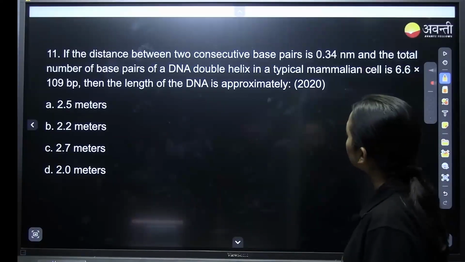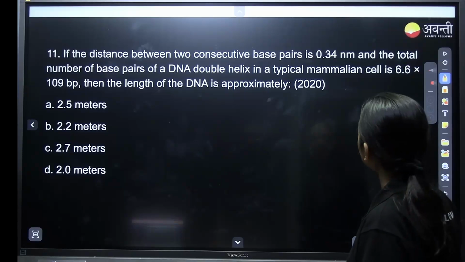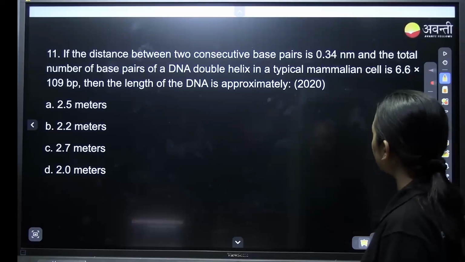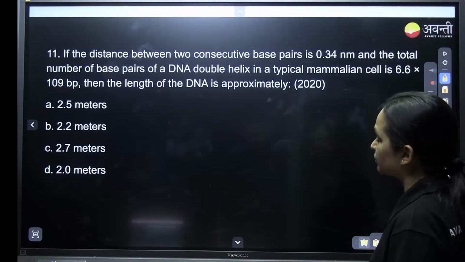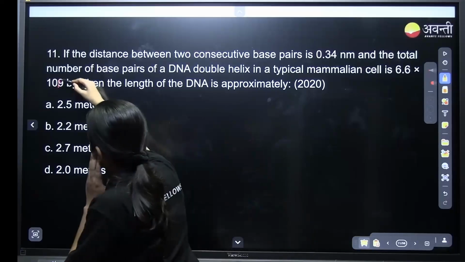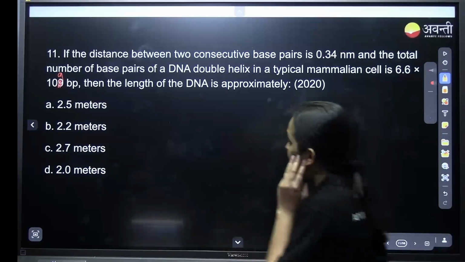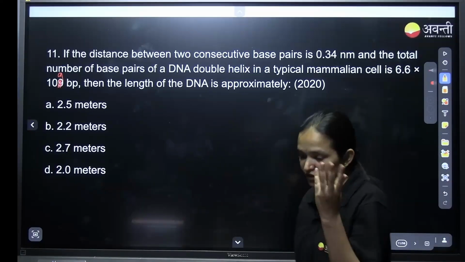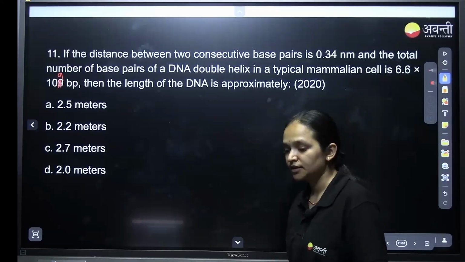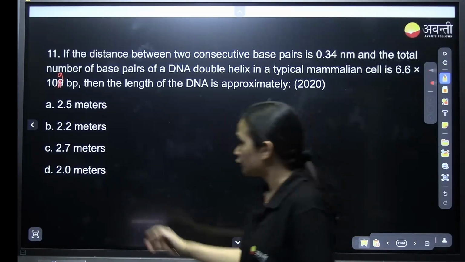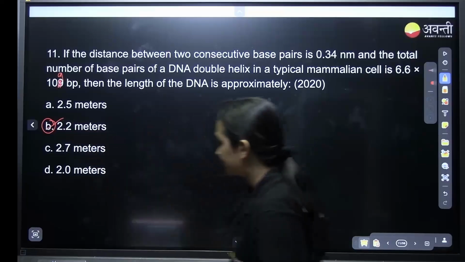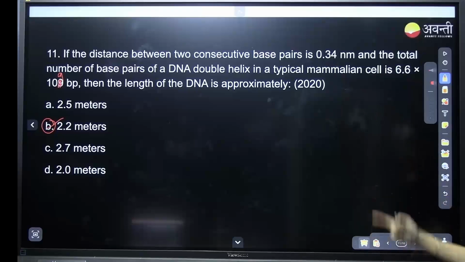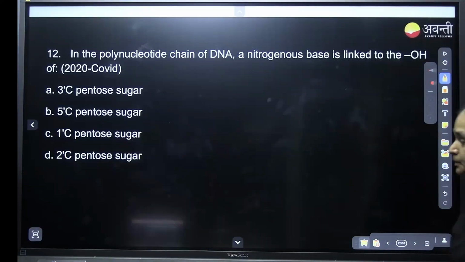If the distance between two consecutive base pairs is 0.34 nanometer and the total number of base pairs of the DNA double helix in a typical mammalian cell is 6.6 into 10 to the power 9 base pairs, then the length of the DNA is approximately, direct NCERT question, directly written in NCERT, it is 2.2 meters. 2.2 meters directly. Otherwise, if you multiply that, also you will get 2.2 meters.